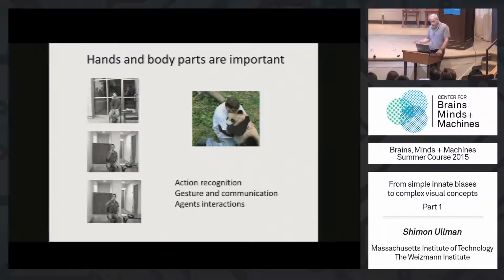So you can see here when I say hands are important, for example, for action recognition, I don't know if you can tell what this person is doing, for example. Any guess?